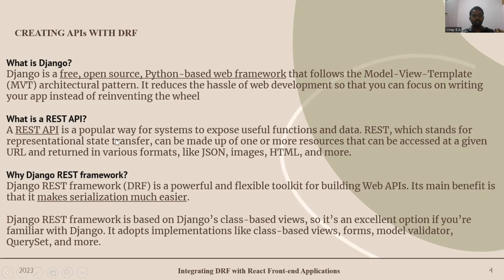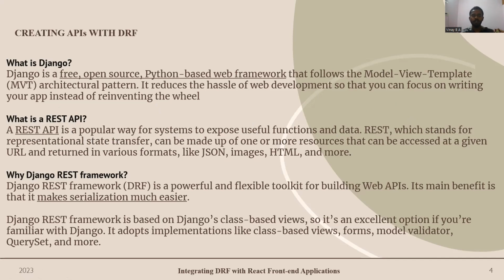A REST API is a popular way for a system to expose useful functions and data. REST, which stands for representational state transfer, can be made up of one or more resources that can be accessed at a given URL and returns various formats like JSON, image, HTML, CSS, and many more formats. Then why is Django REST framework used?